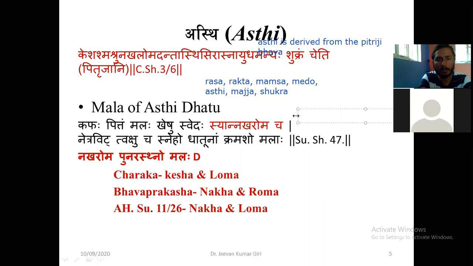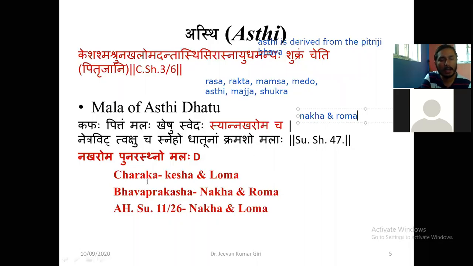Nakha and roma. See, nakha and roma. You can write in Devanagari lipi also. Okay, nakha, roma, mala of asthi. Nakha and roma are the mala of asthi dhatu. Just write there. So, according to Susruta Sharirasthana, 47th sloka, nakha and roma are the mala of asthi dhatu. That is by Susruta.